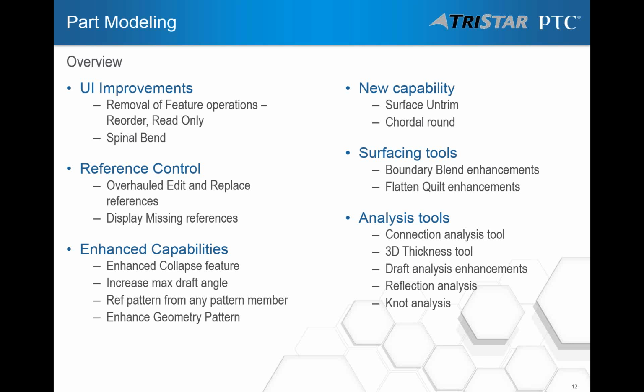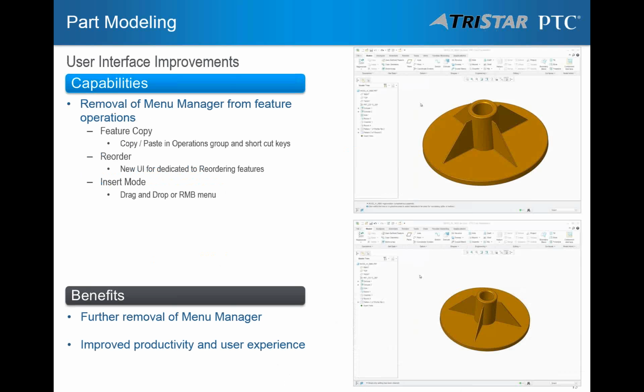There are some new capabilities in the surface untrim and a new chordal round, some additional surfacing tools, some boundary blend enhancements, flattened quilt enhancements, and then some additional analysis tools around connections with surfaces, evaluating minimum thicknesses, some draft analysis, some reflection analysis improvements, as well as some knot analysis.